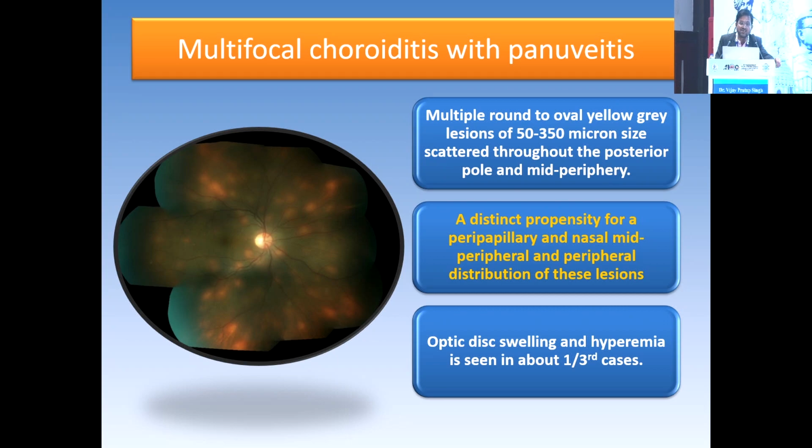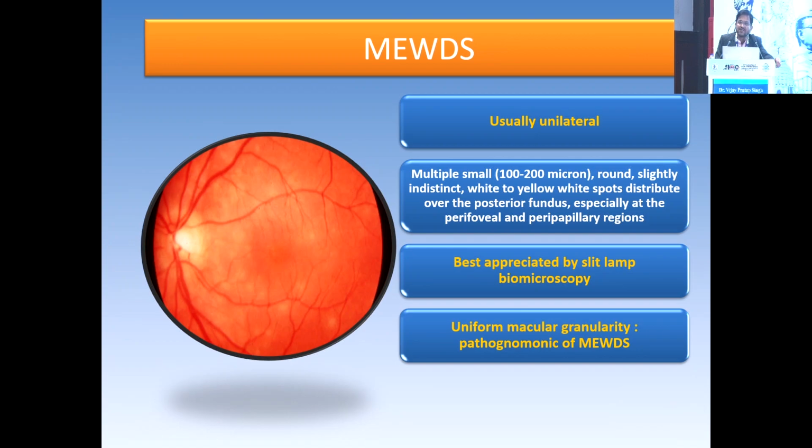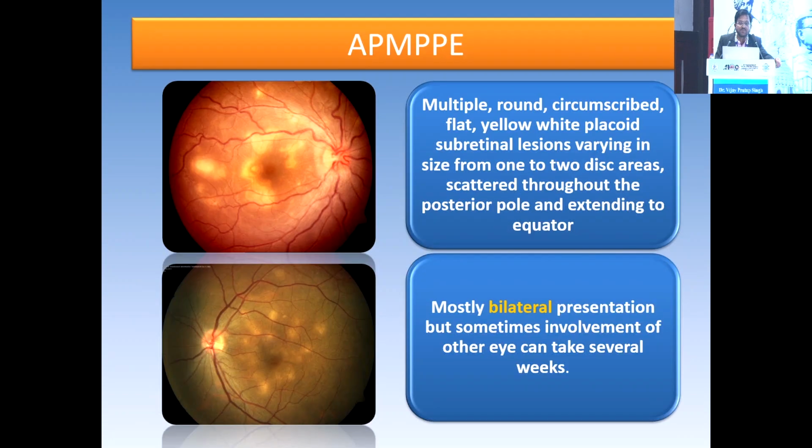Multiple evanescent white dot syndrome, or MEWDS, is usually unilateral, and they are very subtle, small lesions seen over the posterior pole, involving the perifoveal and peripapillary regions, and they are best appreciated by slit lamp biomicroscopy, and uniform macular granularity is the hallmark of MEWDS.